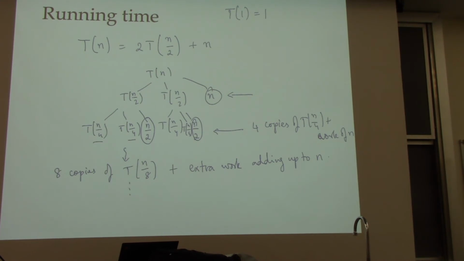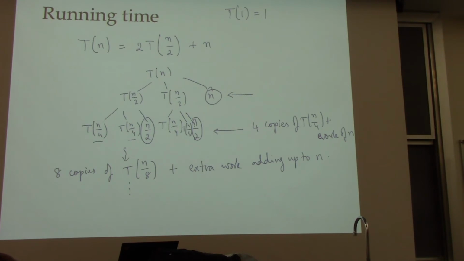and so on. And until when does this tree go? Till the size of the problem reaches 1, right? So it might not always reach 1. It reaches 1 only if n is a power of 2, right? But if not, it will reach something small enough. You have to be a bit more careful about how you divide, but you will still go down to something that is very close to 1.